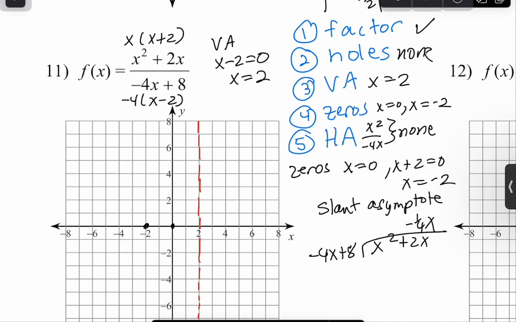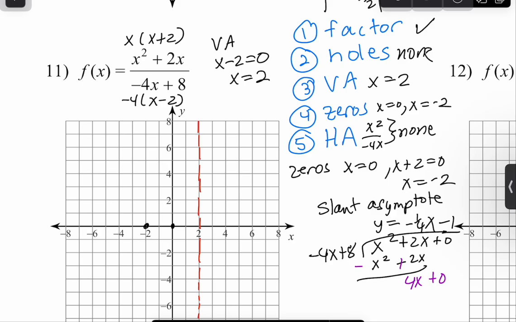And then when we do that, let's do our actual division. We get x squared minus 2x. We're subtracting, so change the signs of both. We get 4x plus 0. And then what times negative 4x would turn it into a positive 4x? That would be negative 1. And then stop. We don't have to go any further because we don't care about the remainder. This is our slant asymptote. So y equals negative 1/4 x minus 1.